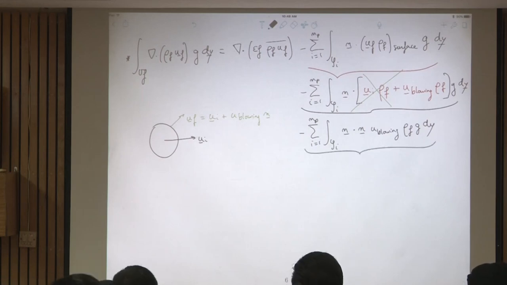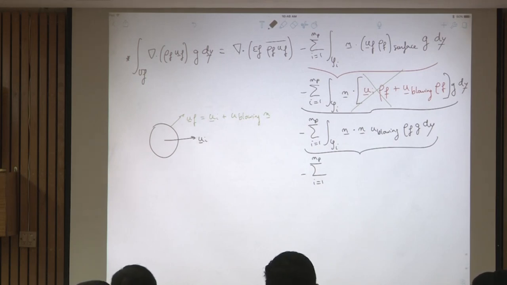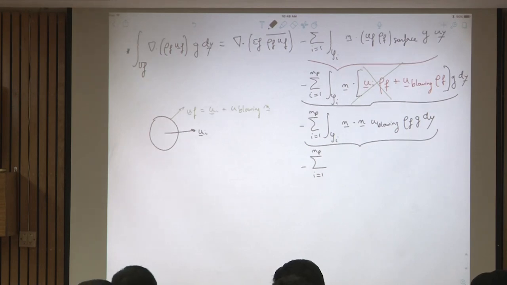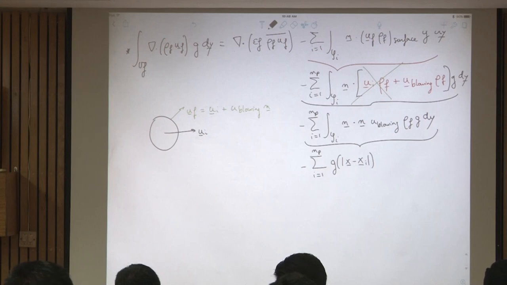So this now will boil down to a sum of all the particles. I'm not going to be integrating anymore because I've taken this g out, so I'm simply going to be evaluating my filter at the location of my particle, and I'd be left with the average blowing velocity at the surface. So I guess I'll still leave that as an integral, but that's going to be the average blowing velocity times fluid density.